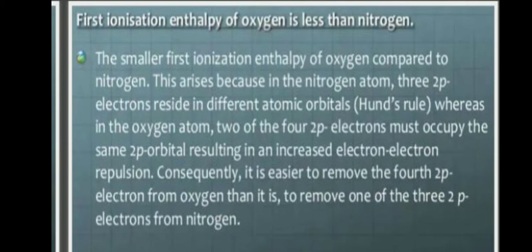It's a very important question. The first ionization enthalpy of oxygen is less than nitrogen. Why? The smaller first ionization enthalpy of oxygen compared to nitrogen arises because in the nitrogen atom, the three 2p electrons reside in different atomic orbitals, whereas in the oxygen atom, two of the four 2p electrons must occupy the same 2p orbital, resulting in increased electron repulsion. Consequently, it is easier to remove the fourth 2p electron from oxygen than it is to remove one of the three 2p electrons from nitrogen.